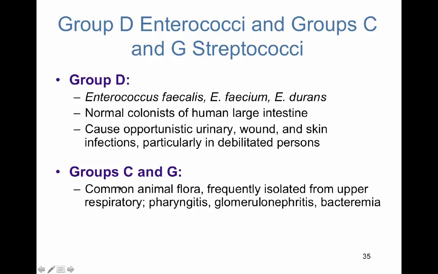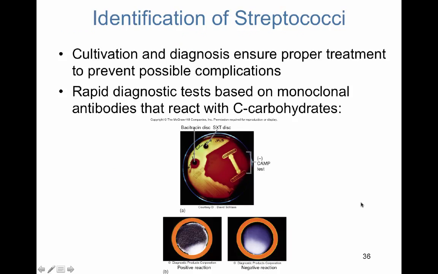We also have a couple other groups here, so group D, C, and G strep. The enterococcal bacteria are found in the large intestine. They can cause a variety of opportunistic infections. We also see groups C and G, which are common animal flora and can cause kidney, throat, and blood infections.